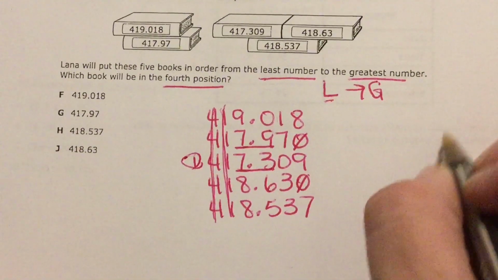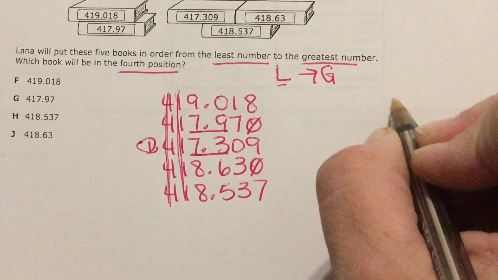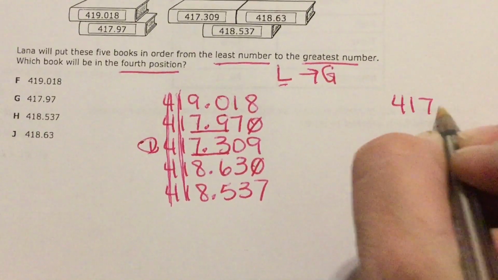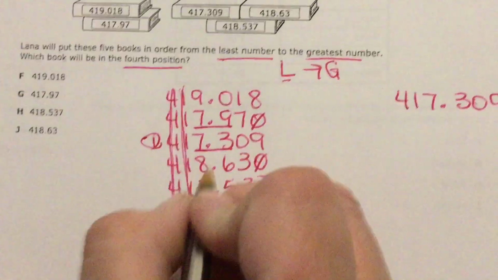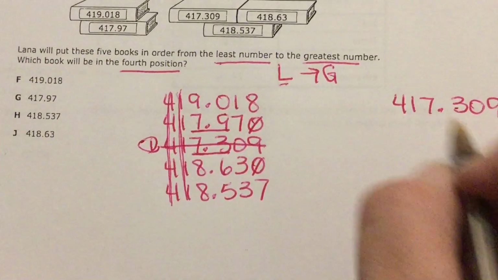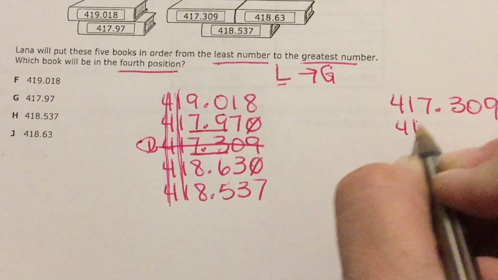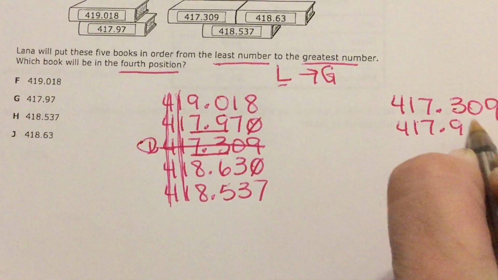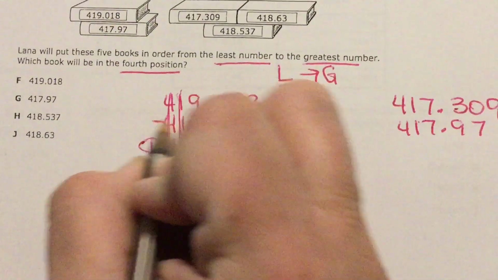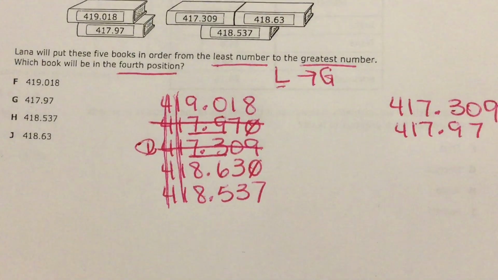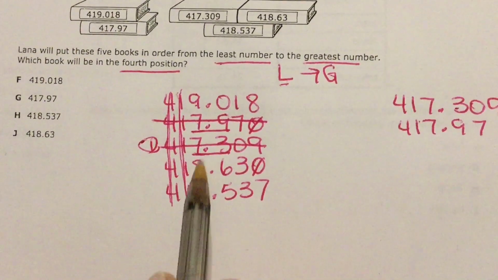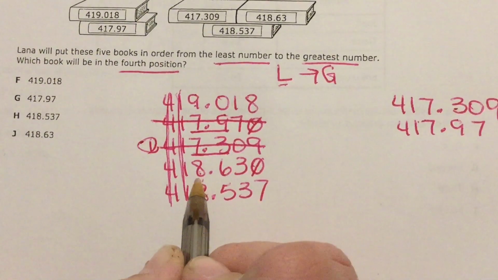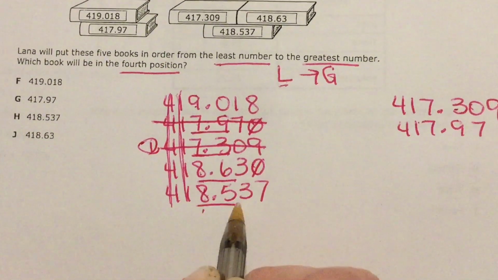7 and 3/10 is smaller. So I'm going to come over here and I'm put 417.309. And that one is done. Which means 417.970 would be next. Alright, so now I'm going to look. Least to greatest. 9, 8, 8. Well, 8 is smaller than 9. So, which is smaller? 8.6 or 8.5?